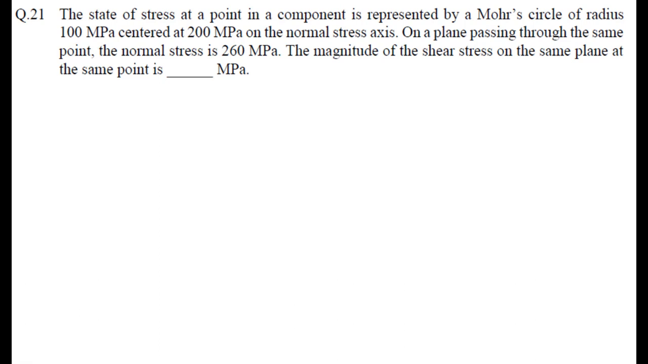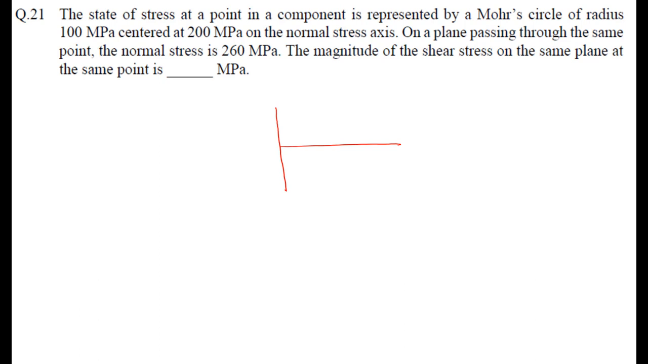The state of stress at a point in a component is represented by a Mohr circle of radius 100 MPa centered at 200 MPa on the normal stress axis. On a plane passing through the same point, the normal stress is 260 MPa. The magnitude of the shear stress on the same plane at the same point is? Okay, so now let us draw this Mohr circle.